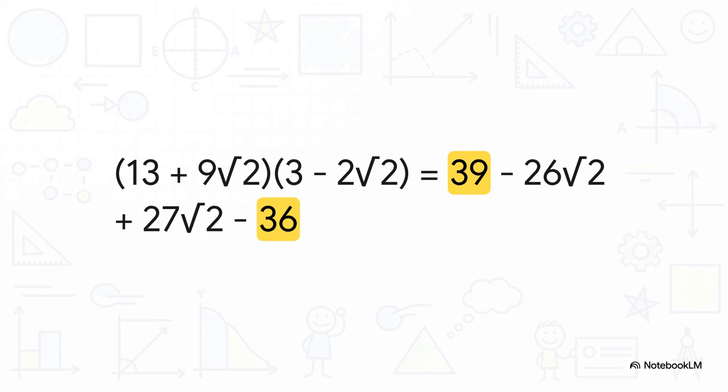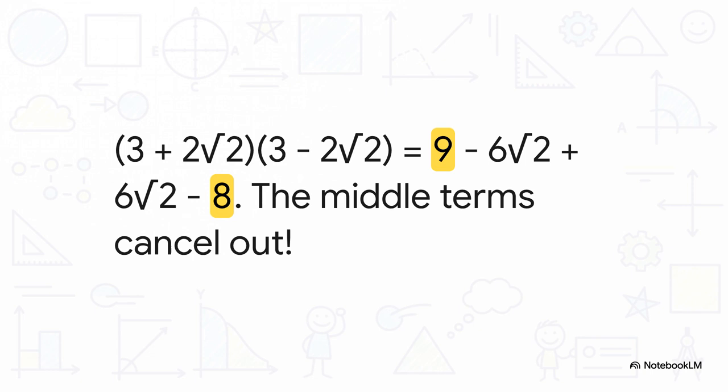So 13 times 3, that's 39. Then 13 times minus 2 root 2 gives us minus 26 root 2. Next up, 9 root 2 times 3 is a positive 27 root 2. And now for the trickiest bit, 9 root 2 times minus 2 root 2. Okay, let's break that down. 9 times minus 2 is minus 18, and root 2 times root 2 is just 2. So we have minus 18 times 2, which is minus 36.